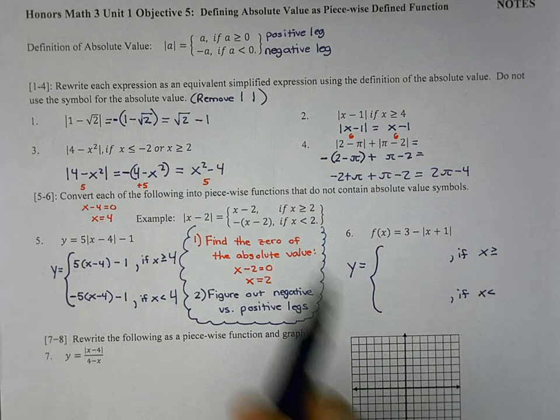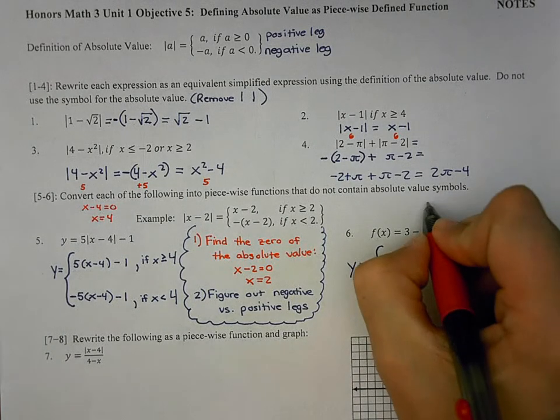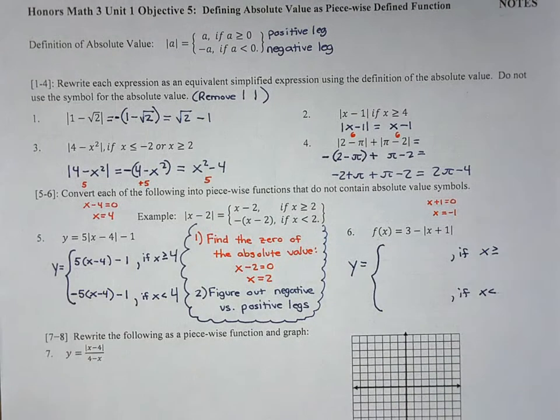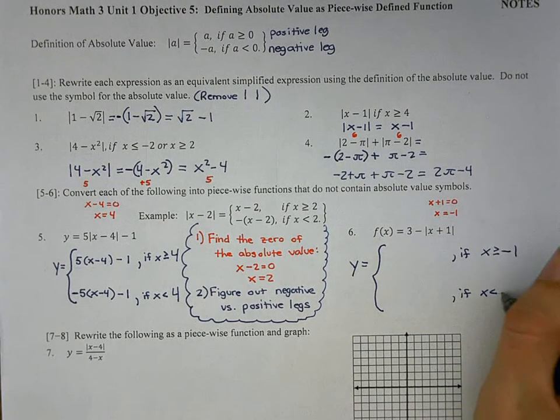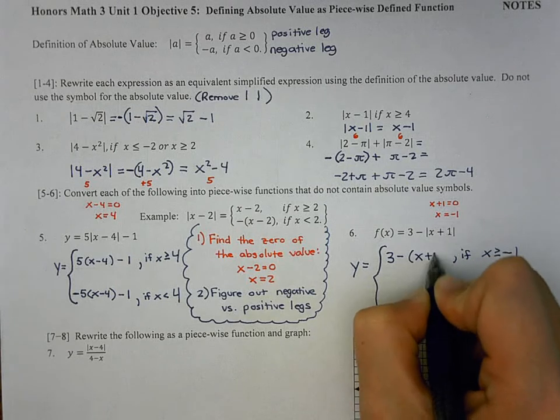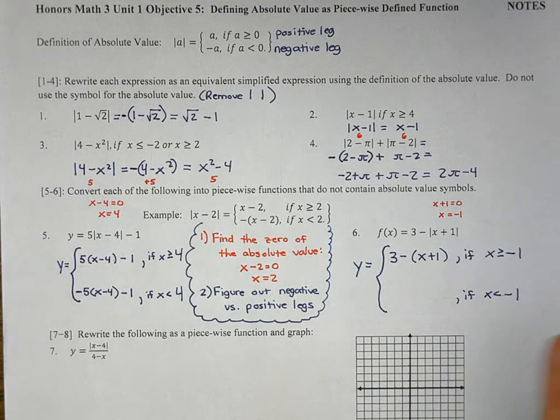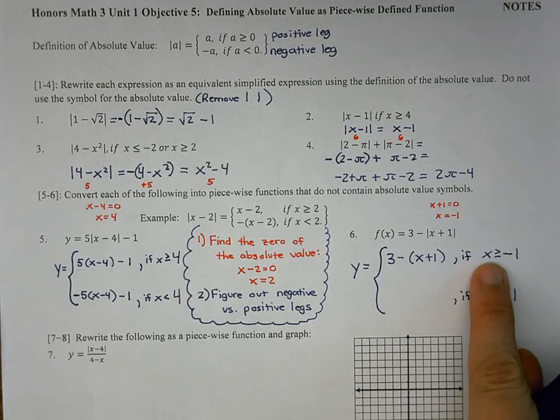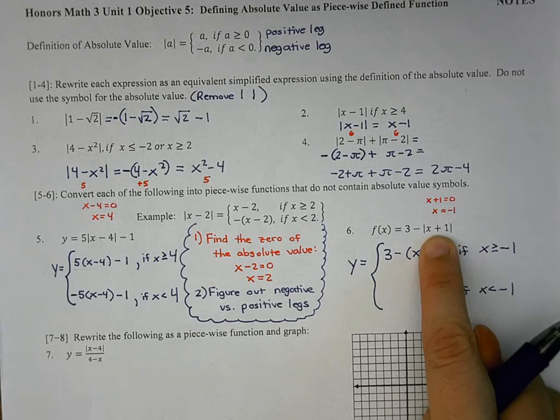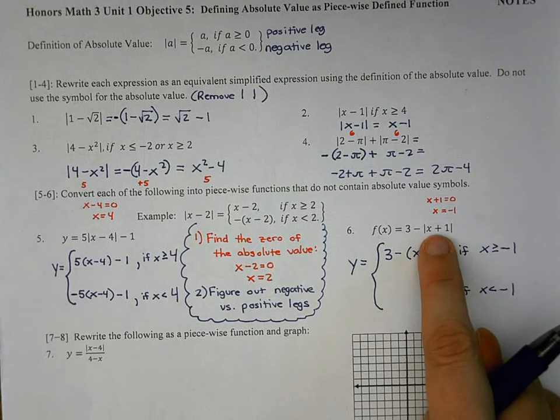Okay, find the 0 of the absolute value. We'll be taking that x plus 1 and setting it equal to 0, which means x equals negative 1. And step 2, figure out the negative versus positive legs. So I want to remove the absolute values, which I can do as long as it stays positive. We have something bigger than negative 1. What's a number bigger than negative 1? Like 0. Originally, this is the absolute value of 0 plus 1, which is the absolute value of 1, which is 1.